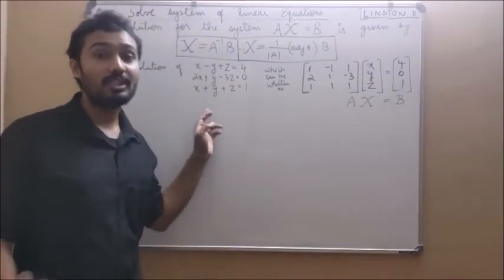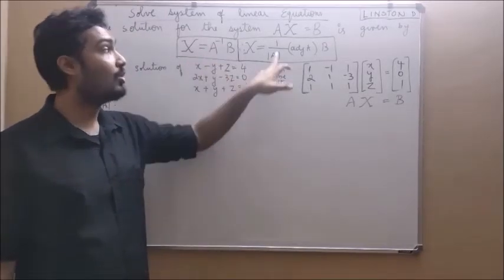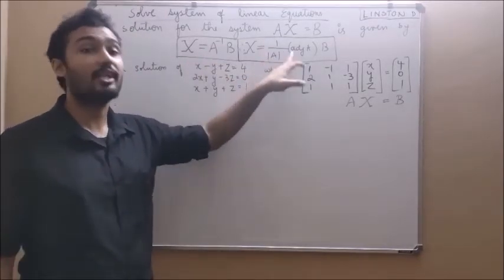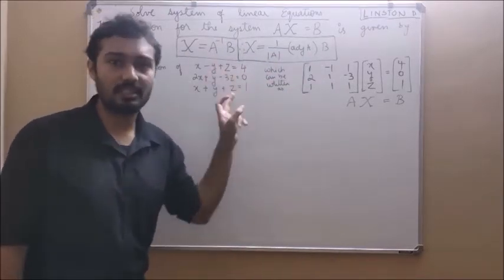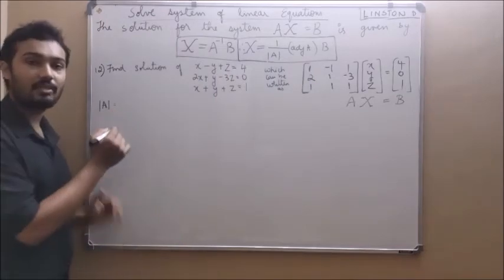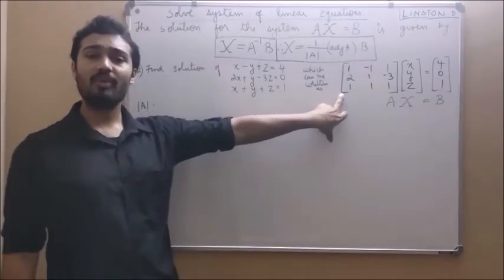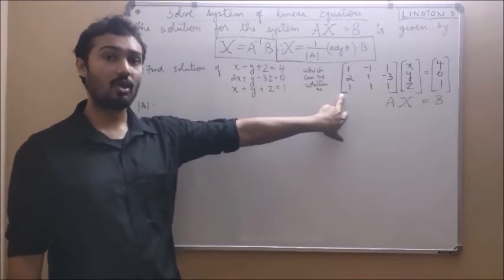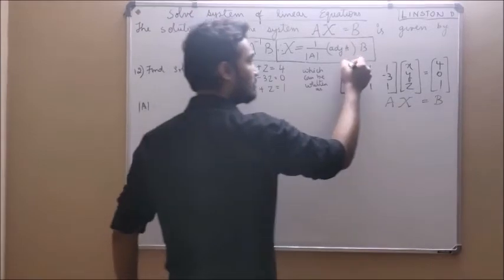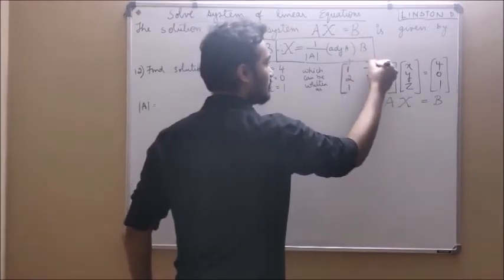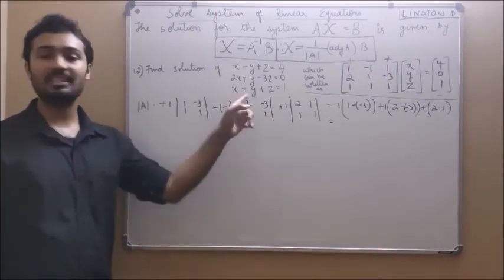Next, the solution is given by the formula x equal to A inverse B, which is equal to 1 by determinant of A into adjoint A into B. So first we have to find the determinant. What is the determinant of A? We have to find the determinant of a 3 cross 3 matrix. So how to find the determinant of a 3 cross 3 matrix? Plus minus plus. So the determinant of A is computed with signs plus minus plus.